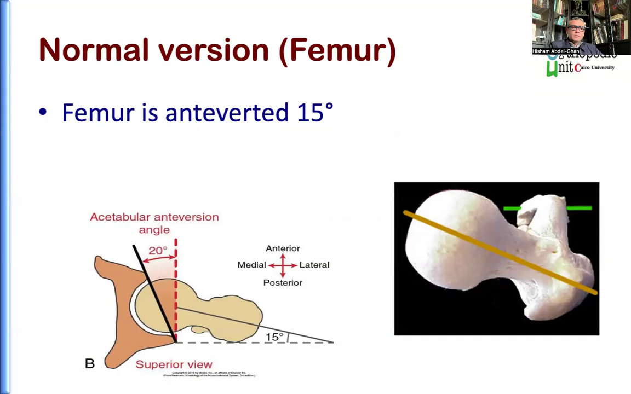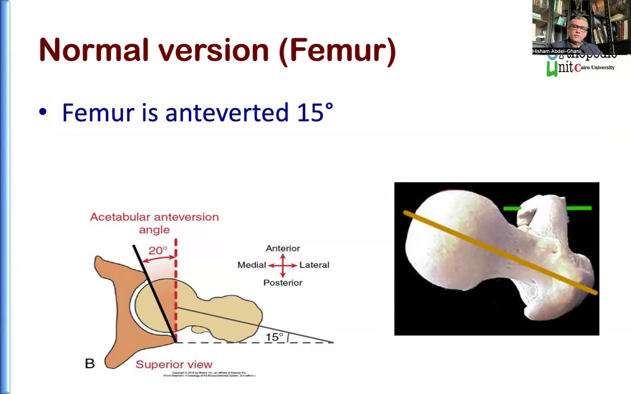Normally, the femur is anteverted. What is the meaning of anteverted? That the axis of the neck is externally rotated relative to the axis of the condyles. So the femur is twisted so that the femoral neck is anteverted and looking anterior.